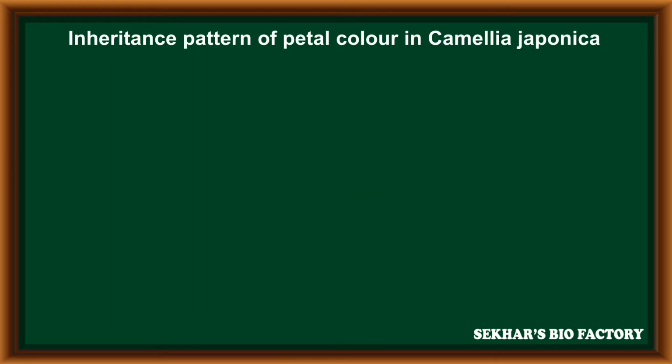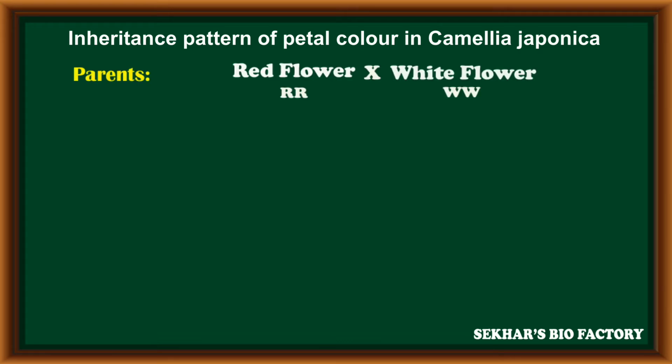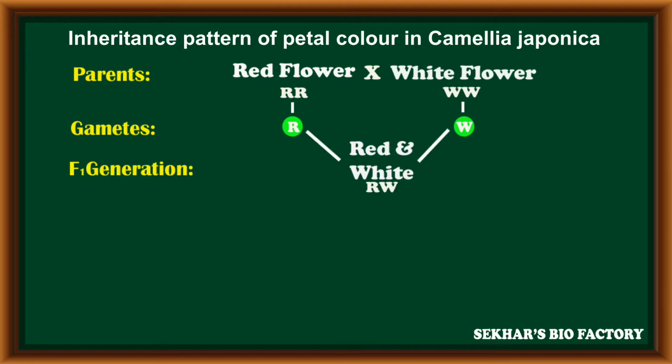The inheritance pattern of petal color in Camellia japonica. In this inheritance pattern, we conduct a cross between a red flower and a white flower plant, denoted with capital R capital R, capital W capital W. At the time of cross, both parents can produce only one type of gametes. The first parent can produce gametes with capital R. The second parent can produce gametes with capital W. These gametes are fused to form F1 generation.